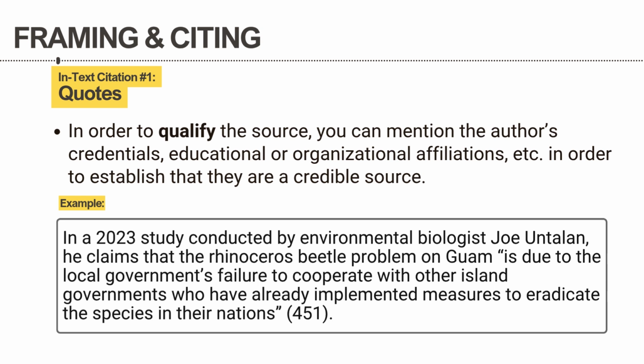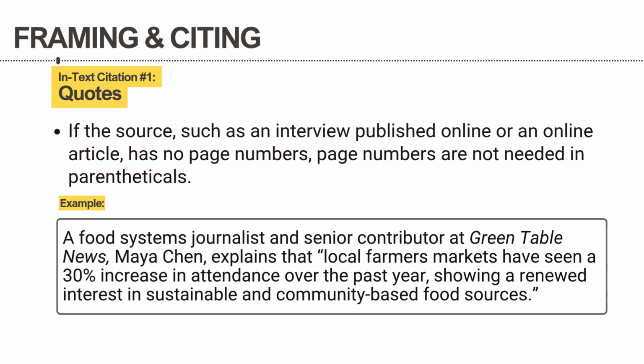In the example, notice I say that he is an environmental biologist, so he is qualified to speak about this issue. I also state the year. It's a study, so 2023, the year becomes important. And then I have the page number. But if the source has no page number, like an online article or an online interview, you don't need to put the page number in the parentheses, but you still need the picture frame. So I'm going to say the speaker's or author's name and qualify them. In this case, Maya Chen, she's a food systems journalist and senior contributor at Green Table News.